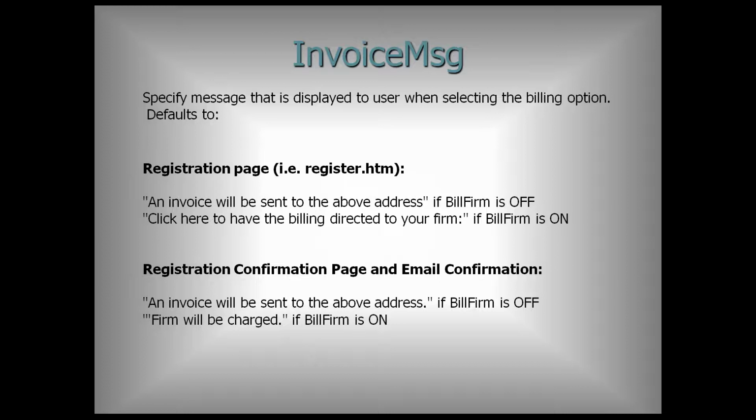So if they've got bill firm set to on, then it's going to say, click here to have this billing directed to your firm. If you have bill firm off, then it's going to say an invoice will be sent to the above address, and that is typically populated by whatever the address is on that particular student's name record. And then again, you'll see the message on the confirmation page and the email confirmation, and you can customize that to however you're liking. Doesn't sound like a lot of you are using online billing, so probably not super applicable, but just know that it is there if you do want to customize that.